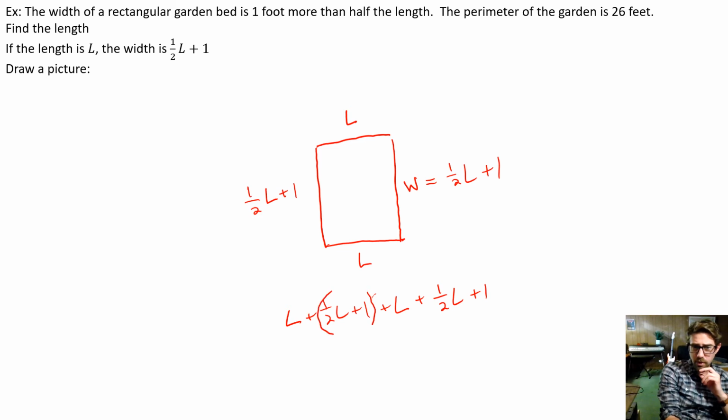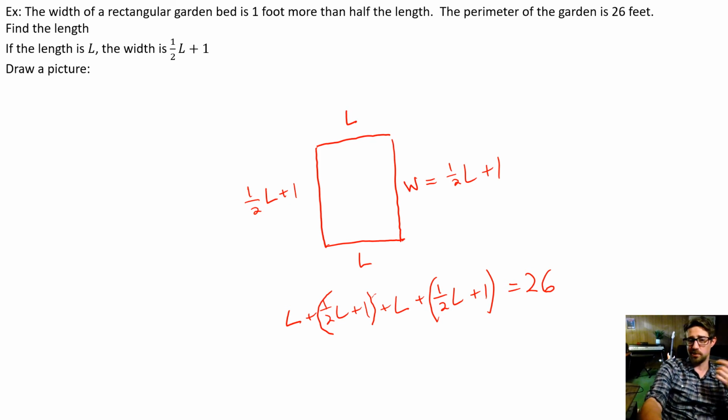Sorry, it's really hard to see this mouse cursor, and that is something I will deal with in the future. Equals 26. If you instead said 2 times L plus 2 times (1/2 L plus 1), because the perimeter of a rectangle is 2 times one side plus 2 times the other side, you would be right. And that actually might be a better way to do this, but I didn't do it here because that's just too much to get into.